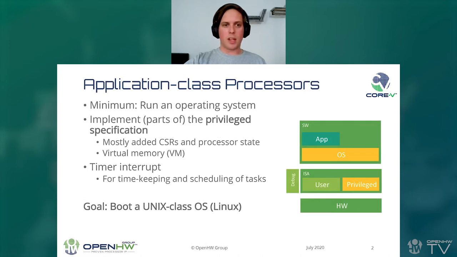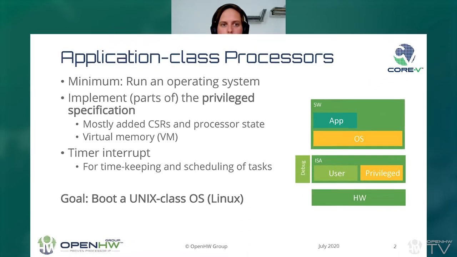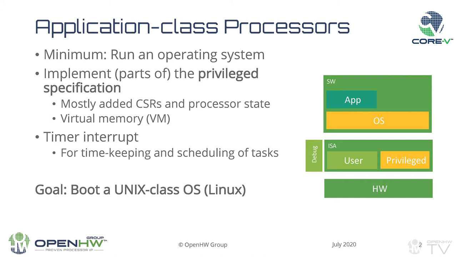So what is an application class core? There is no formal definition, but as a minimum, I would say it should run an operating system, and it should be user-programmable so that the user can launch different tasks and the operating system takes care of the underlying hardware and scheduling the tasks. What this means in RISC-V terms is that the processor should implement parts or most of the privileged specification, which is the second volume of the ISA specification. What this specifies is mostly control and status registers and additional processor state, which is implicit.